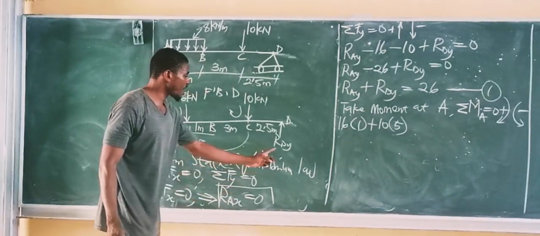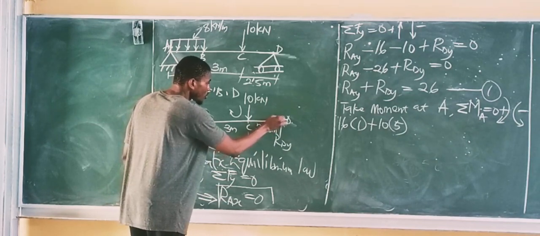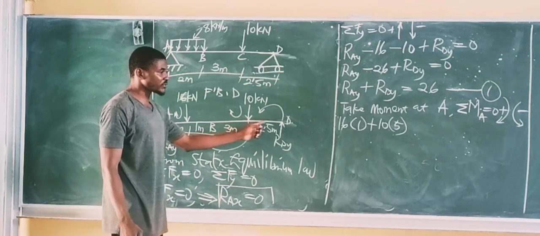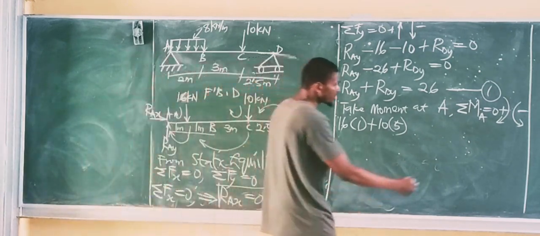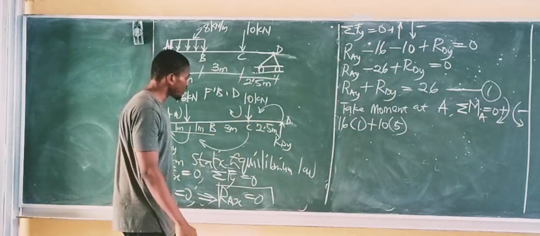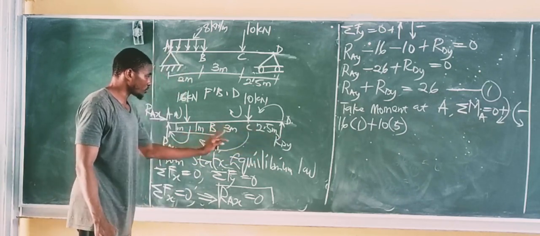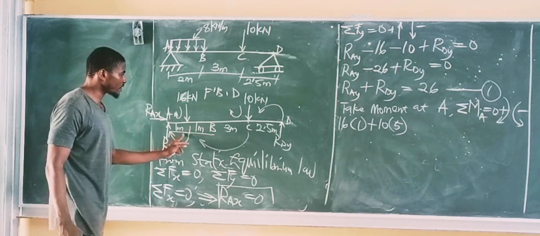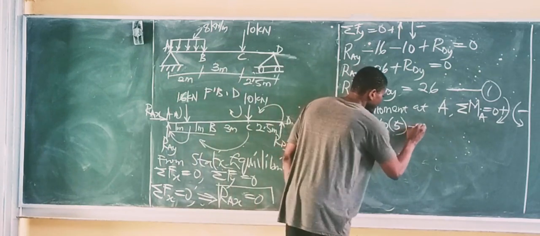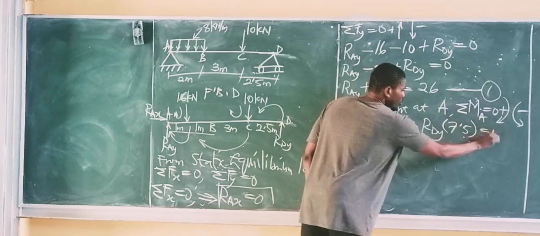And then finally, we have RBY, which is the reaction at point B. This force is pointing upwards, so the moment of this force will go in this direction to get to point A. And this direction is what? Negative. It's anti-clockwise, the direction we chose to be negative. So the total distance to get this force to point A is simply 2.5 plus 3, that's 5.5, plus 2, that's 7.5. So it takes 7.5 to get to what? Point A. So we simply have minus RBY times 7.5 is equal to 0.